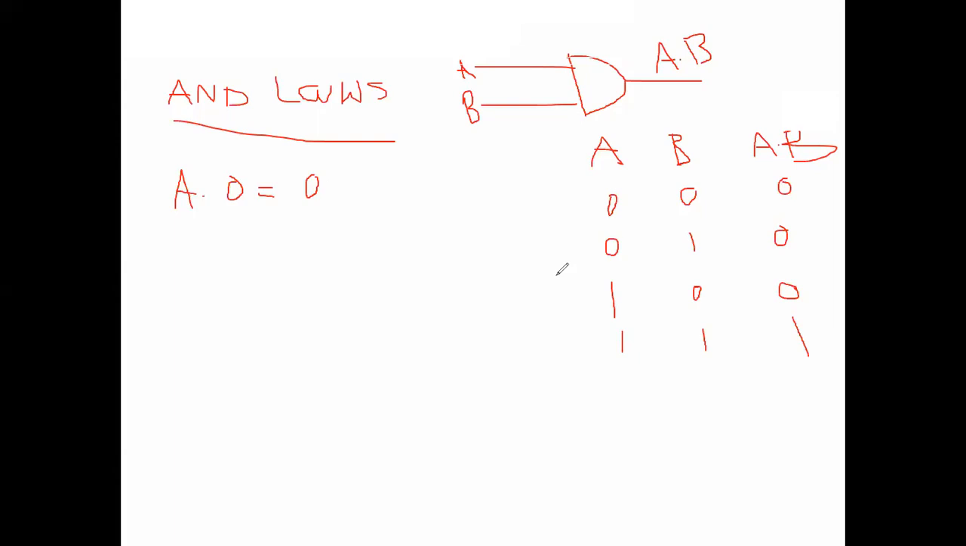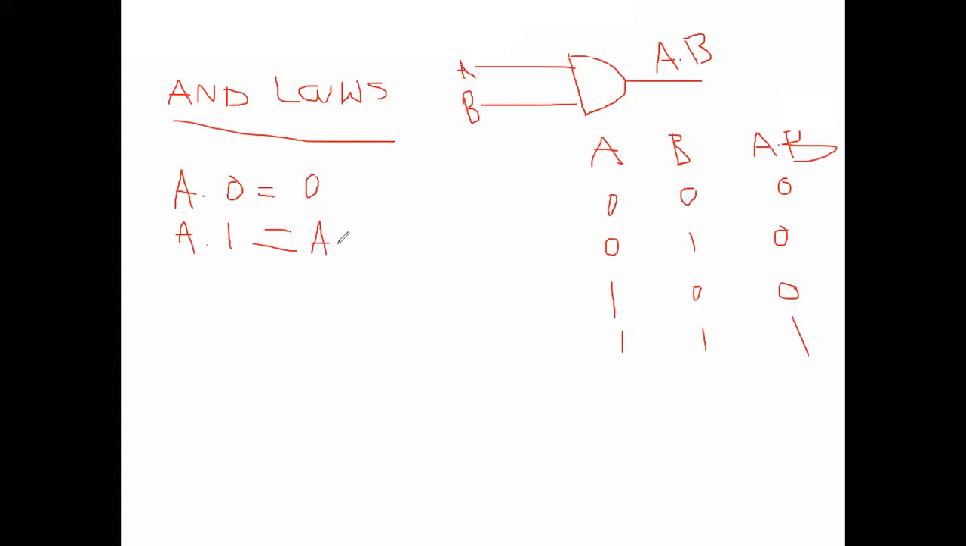Do you understand? Any value multiplied with 0, what is the result we are getting? 0. Okay? Next one is A into 1. So what is this value? This is also known. A into 1. Any value multiplied with 1, what is the value we are getting? The same number. That means the same variable A.